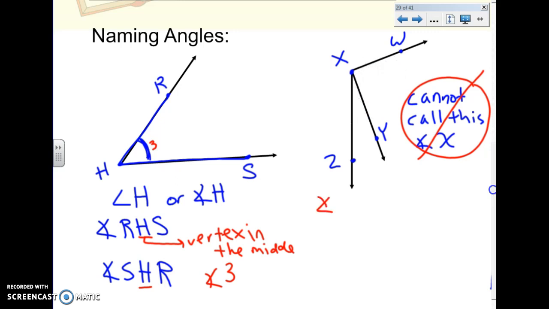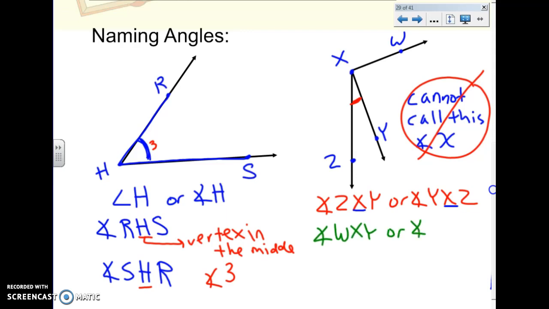We can call this angle ZXY or angle YXZ, and that takes care of this little angle right here. Again, it doesn't matter which order you put it in. What matters is that you have X in the middle because X is the vertex. You can also talk about angle WXY or angle YXW, and that talks about the slightly bigger angle. It almost looks like a right angle.